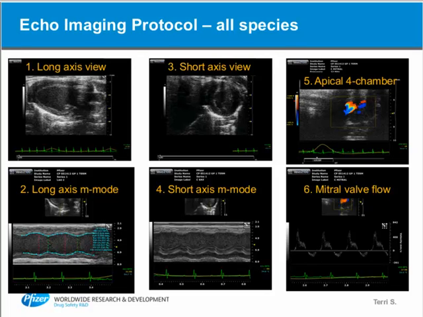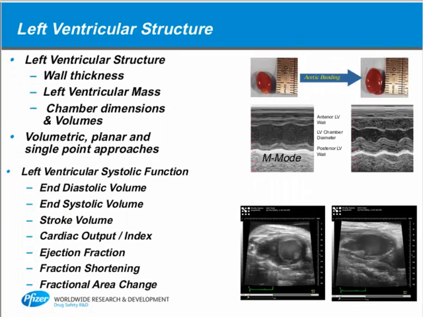In the mouse or rat, this takes us around 10 minutes or so per animal, so it's pretty high throughput for us in terms of a technique, and allows us to get a lot of information with hopefully as minimal time investment as possible. From those images, what we're interested in are a few different parameters listed here. So in terms of structure, of course, wall thickness, ventricular mass, and chamber volumes and dimensions.